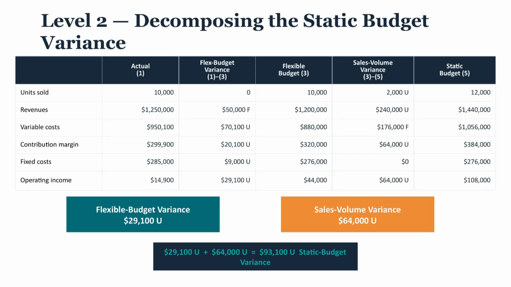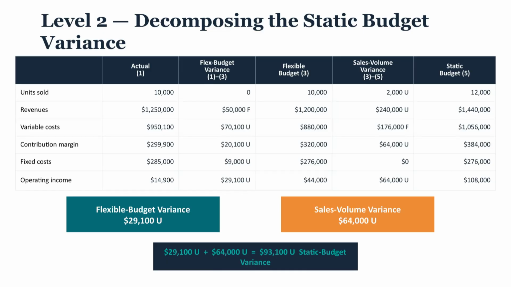Two comparisons happen. The flexible budget variance compares actual results to the flexible budget. Both are based on the same actual output, 10,000 units, so volume is held constant. Any difference here is purely from actual prices or efficiency deviating from budgeted rates. This is $29,100 for Web.